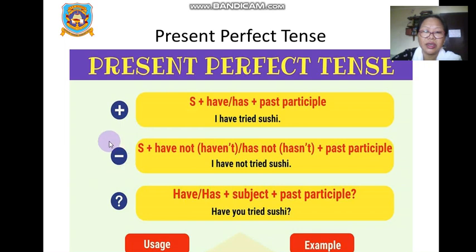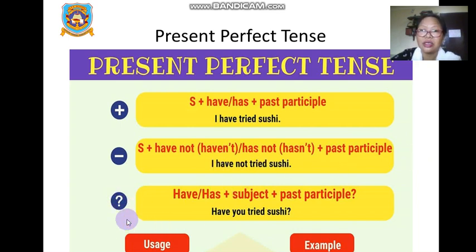Then this one is a negative sentence. Here you will use a subject plus have not, haven't, or has not. That means with have and has, you just have to add not. And again, the third form of the verb, the past participle. I have not tried sushi.